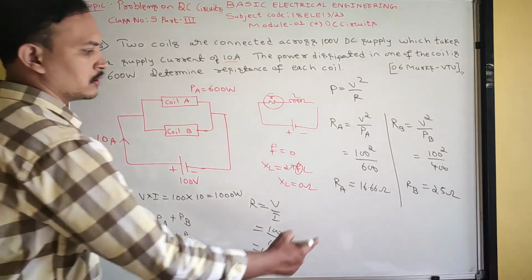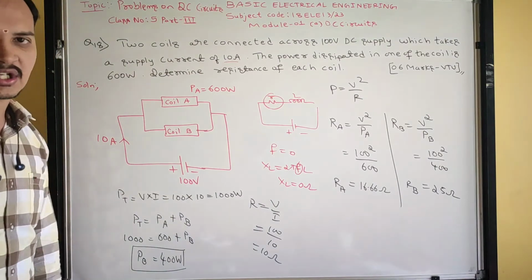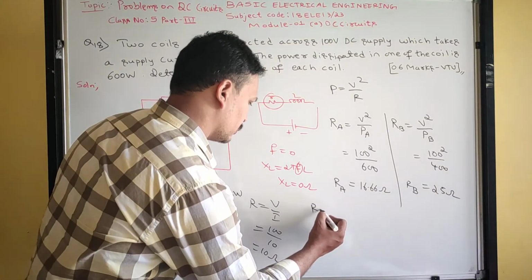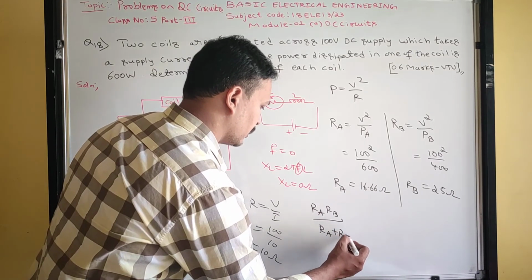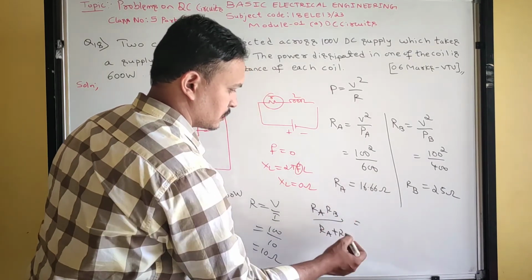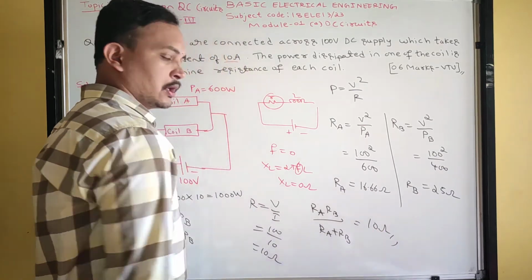10 ohms. Now RA and RB, two coil resistances, are connected in parallel. So do this: RA RB divided by RA plus RB. Enter these values and simplify. You will get 10 ohms.